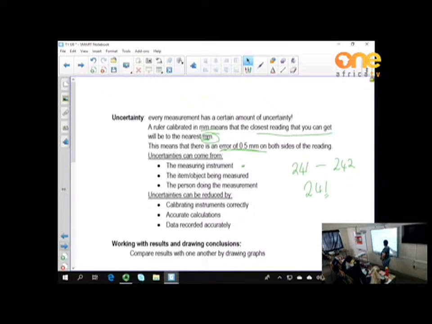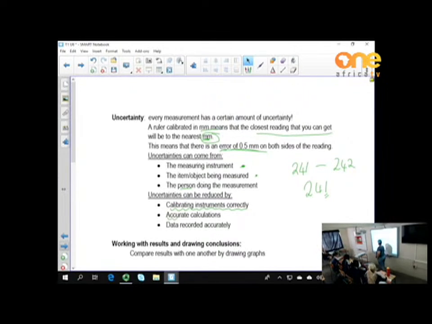The uncertainties come first and foremost from the measuring instrument, then the object being measured, if it's not standing still or if it's a very soft material with not a well-defined edge. There are certain factors that can make it difficult to measure things. And then the person doing the measurement: if he knows what he's doing, there should be smaller errors than if he doesn't know what he's doing. Okay? Uncertainties can be reduced by calibrating instruments correctly. For example, if I work with the balance in the chemistry lab and I want to measure a mass of a specific substance, I zero the balance before I put the substance on it.